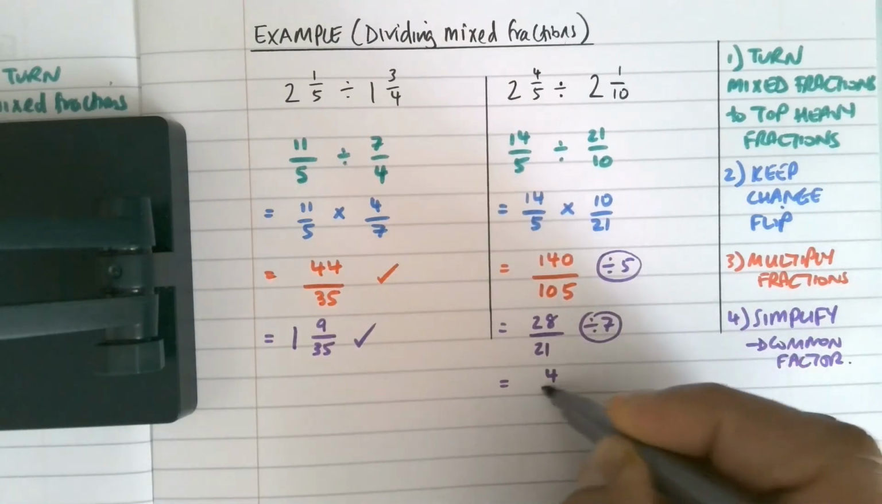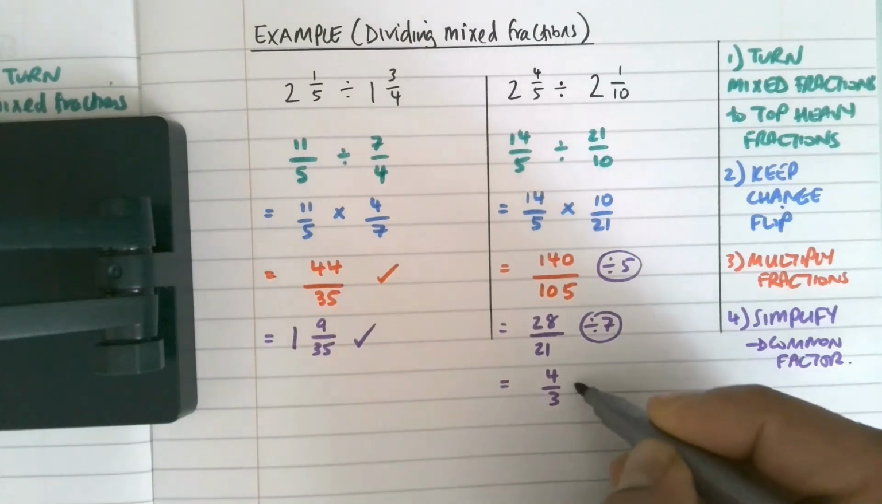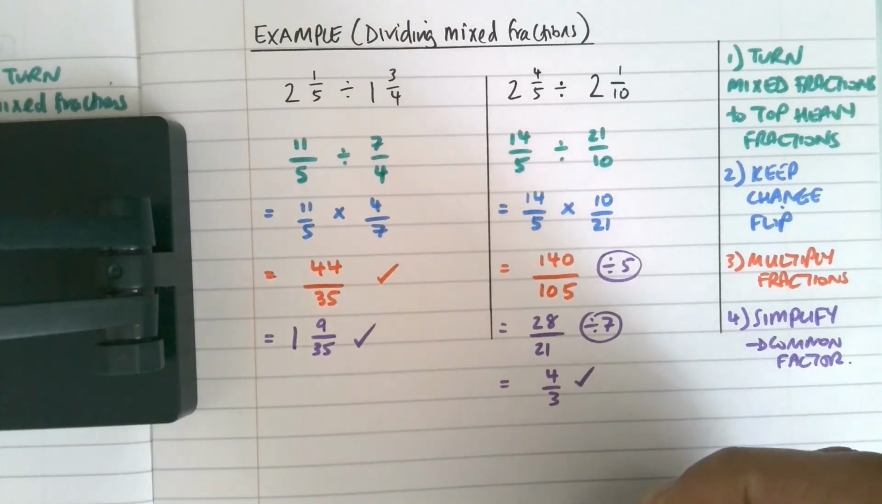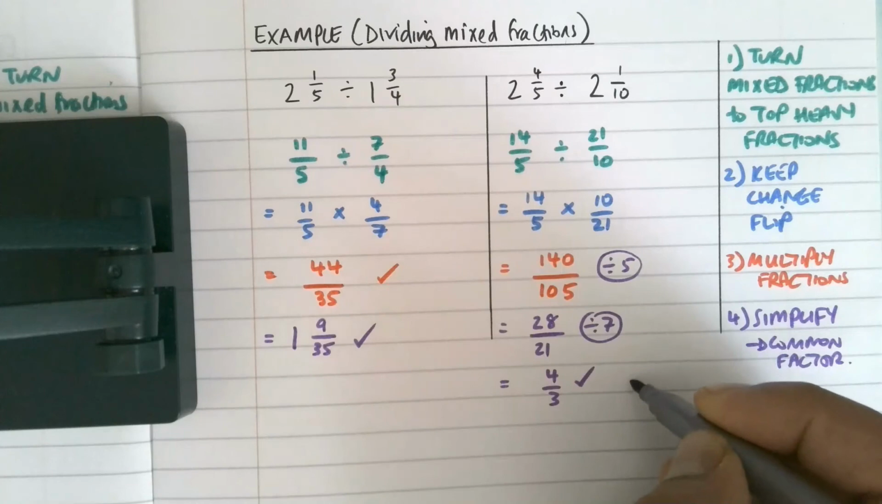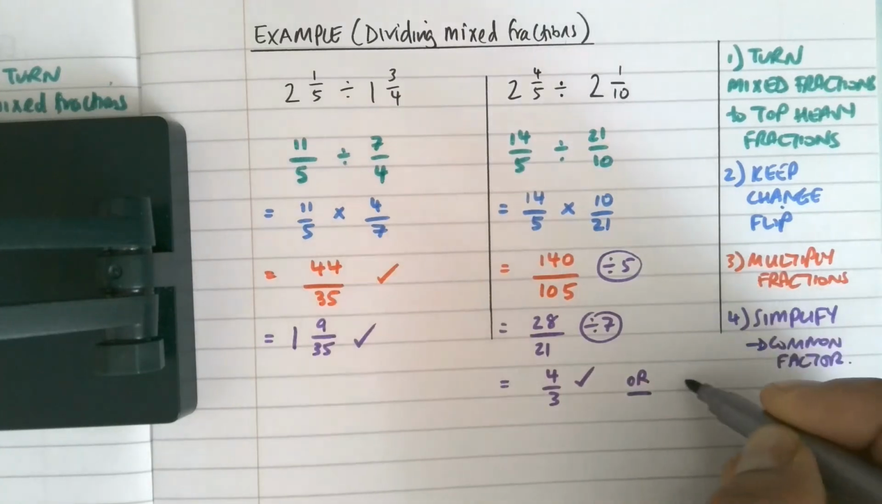But this is okay. So 4 over 3 is our fully simplified answer, or we can write that as a mixed fraction, and that's going to be 1 and 1 over 3.